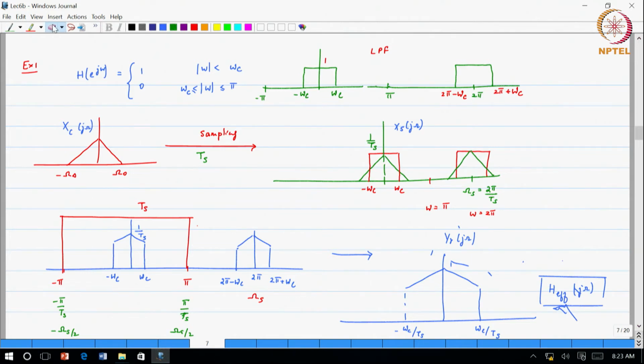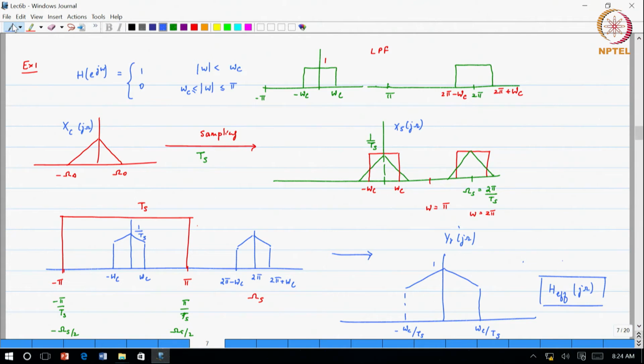So, what we will be left with, now that the scale factor is gone, is a portion or a replica of the original spectrum, but with portions outside of omega c by T s removed, and that is because of the low pass filter that was there in the discrete time. Okay, this is where we stopped in the last lecture.